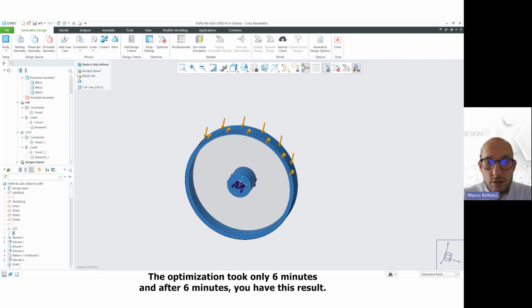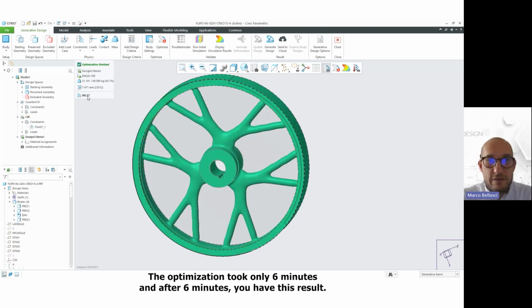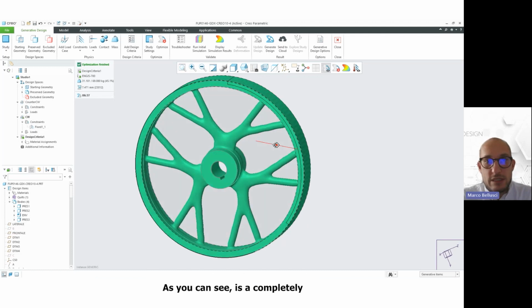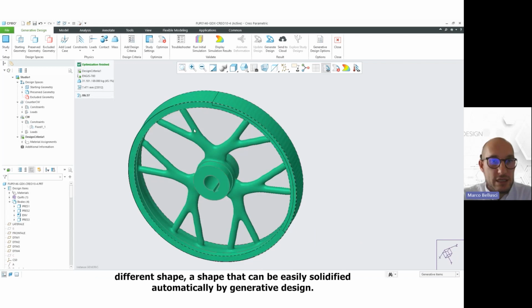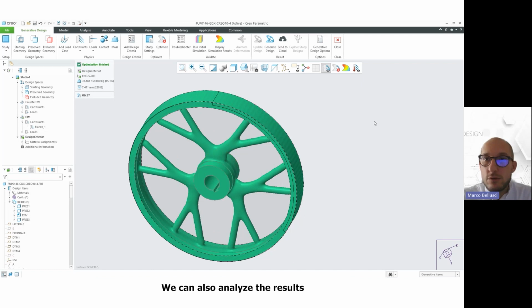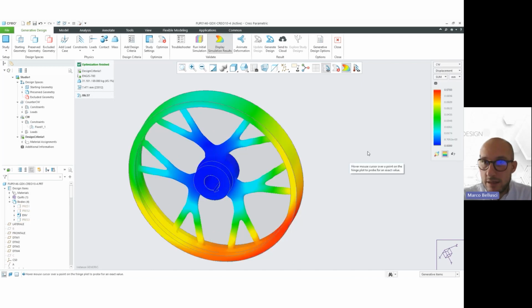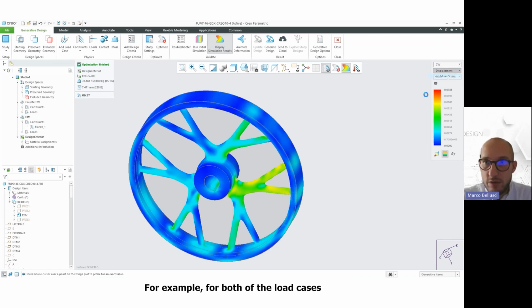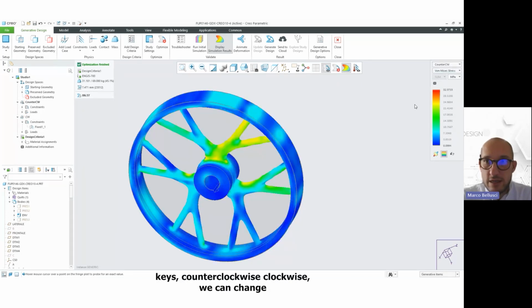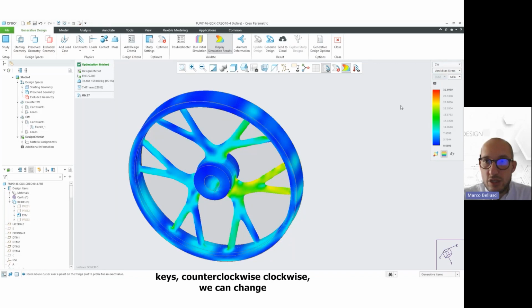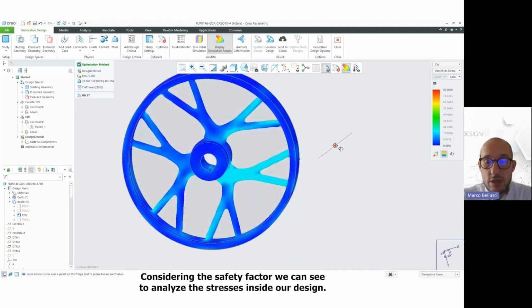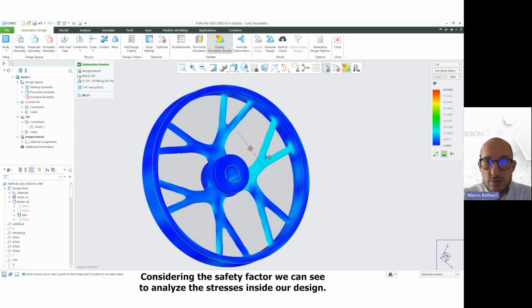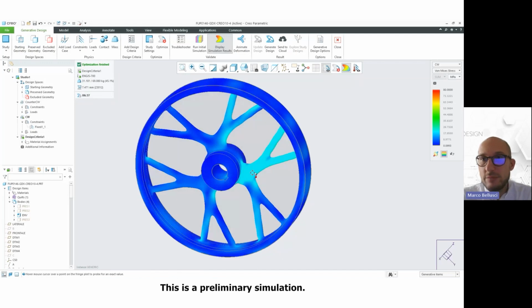The optimization took only 6 minutes, and after 6 minutes, you have this result. As you can see, it is a completely different shape, a shape that can be easily solidified automatically by generative design. We can also analyze the results in terms of stresses, for example, for both of the load cases, counterclockwise and clockwise. We can change the limit to the material limit, considering the safety factor, to analyze the stresses inside our design. This is a preliminary simulation.